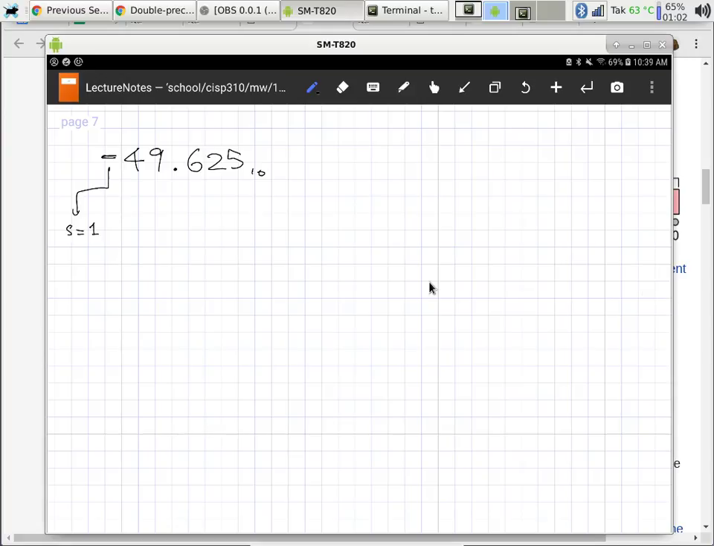So the first thing is, since this number is reasonably small, I don't think I need to work with shifting the binary point and stuff like that first. So we'll start with converting 49.625 to a binary number. Okay, that's what I would work with first.